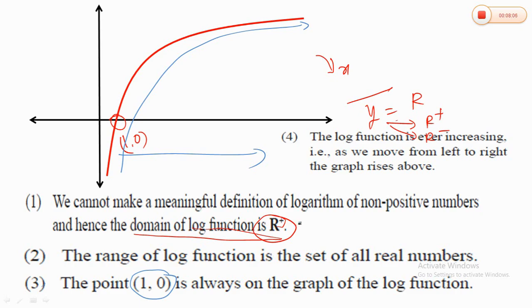And the domain of the function is the positive real numbers, and the range is the set of real numbers. So the domain is R plus, the range is R, and it is always an increasing function. As we move from left to right, the function is increasing. These are the four points, and the point (1, 0) always lies on the graph, as I showed here.